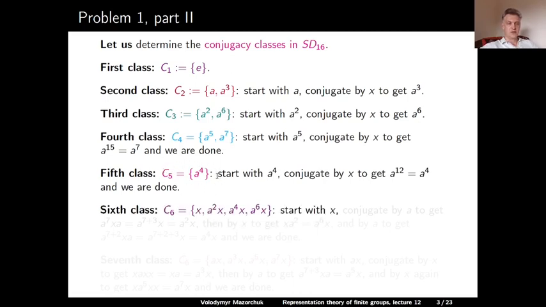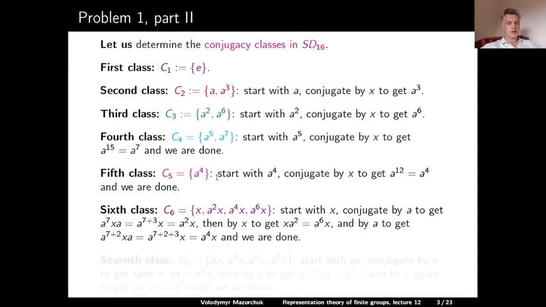Now let's look at the elements which contain x. If we start with x and conjugate by a, we will get a to the power 7 xa, because a to the power 7 is the inverse of a, and we can reduce it to a squared x using our commutativity relations. So a squared x is conjugate to x. Then if we conjugate by x again, we get xa squared, which is a to the power 6x.